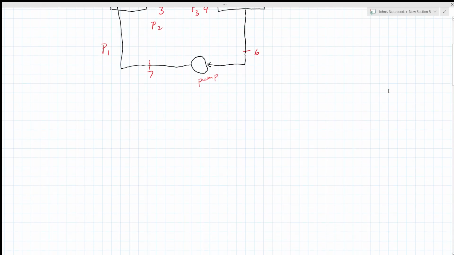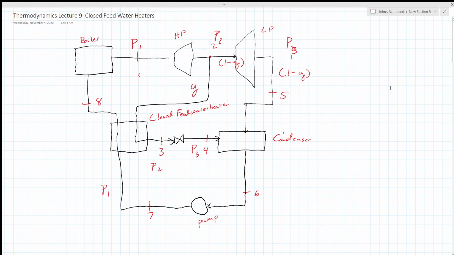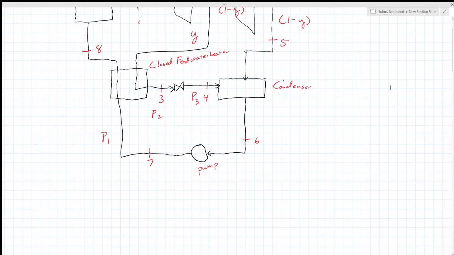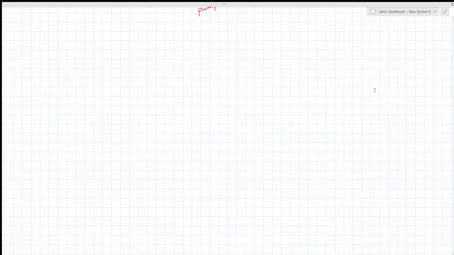Alright. I hope you drew this out because we're not really going to be referencing it again. I have this exact same schematic on my desk, and that's how I will be creating the TS diagram. But you should be referencing the schematic, so make sure you have it drawn out.